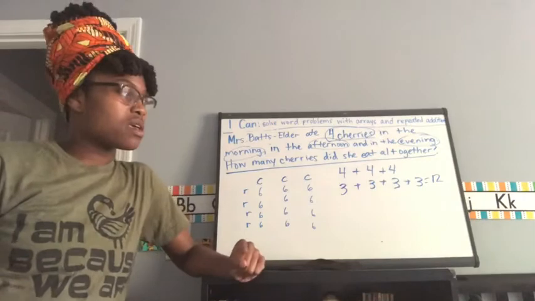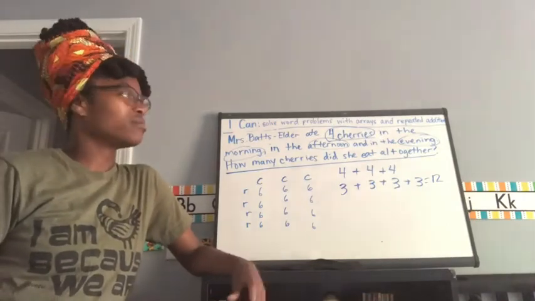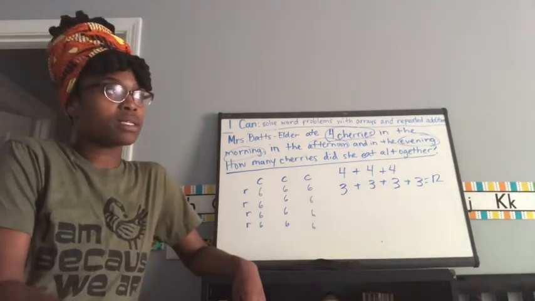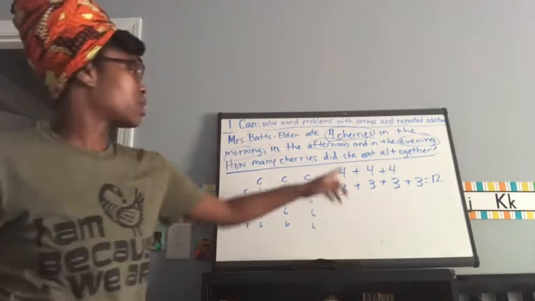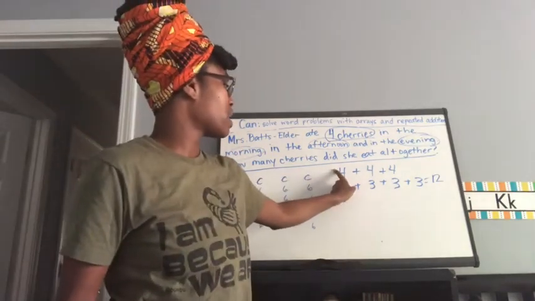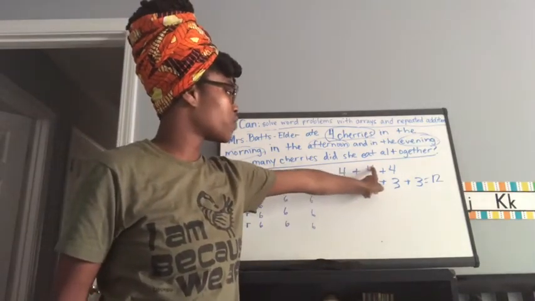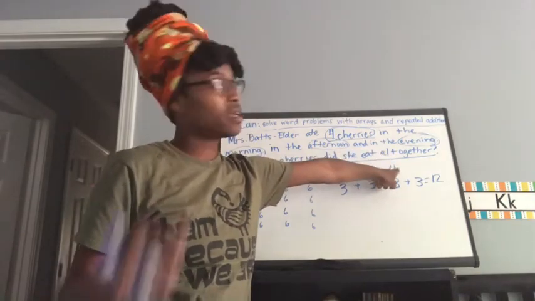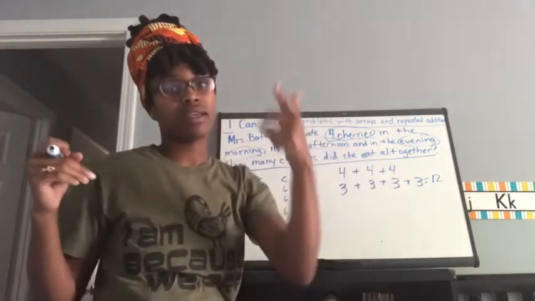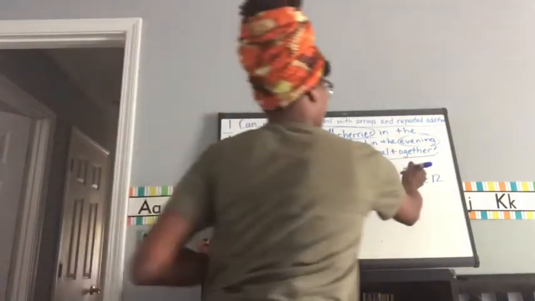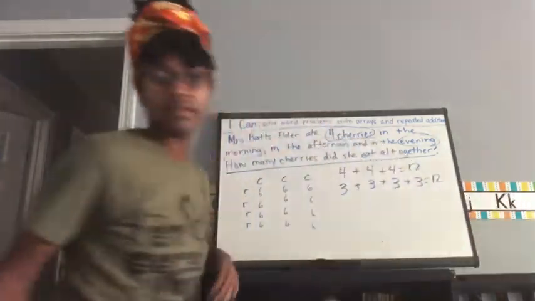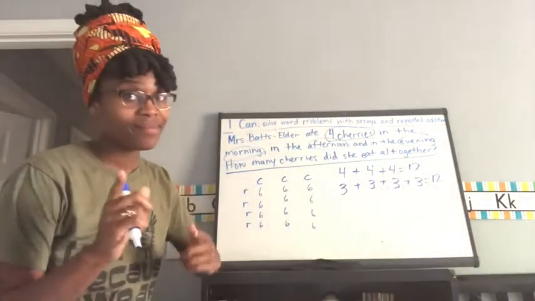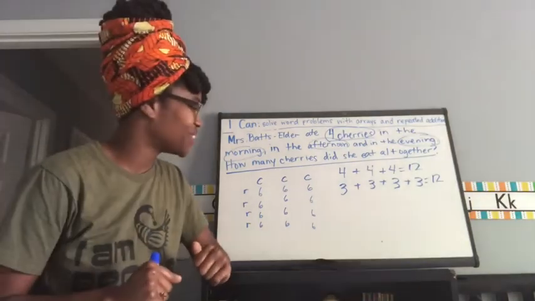Try the same thing with 4 plus 4 plus 4. We can group it together. We can skip count. We can add on. 4 plus 4 is 8. Plus 4 more makes 8, 9, 10, 11, 12. Did we get the same answer? We sure did.